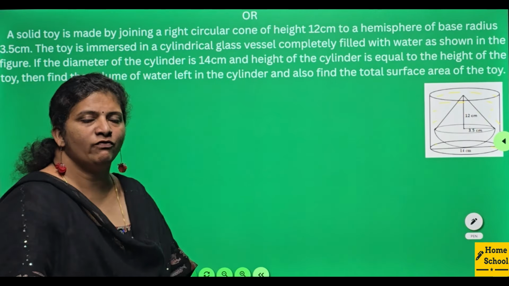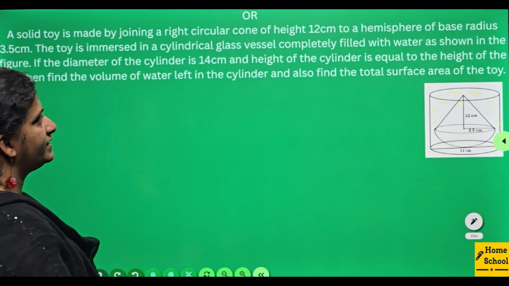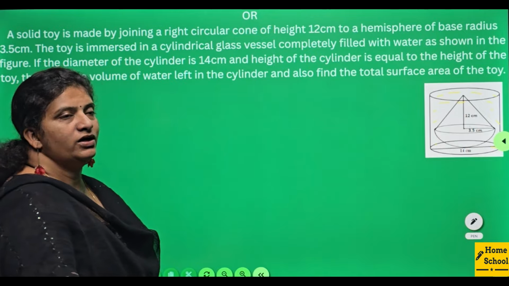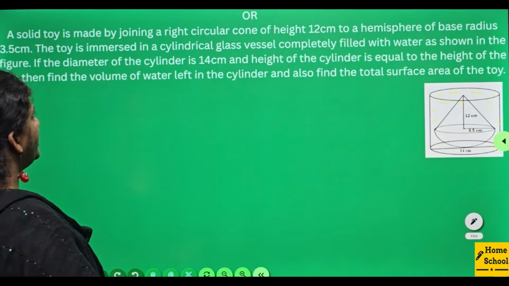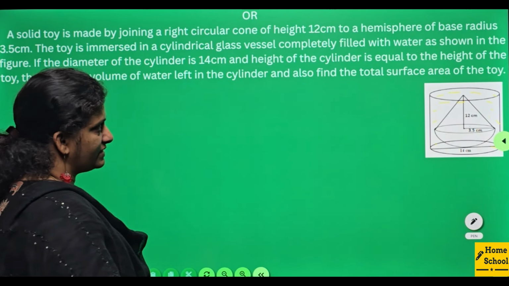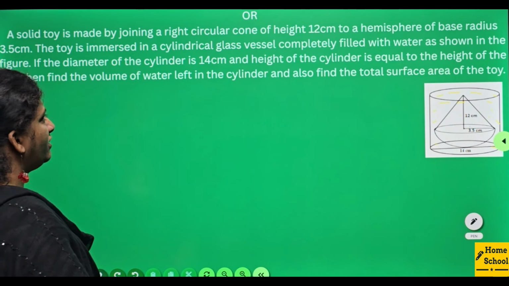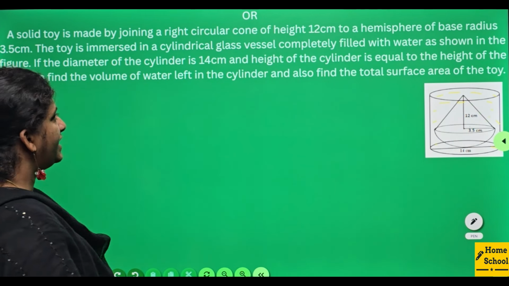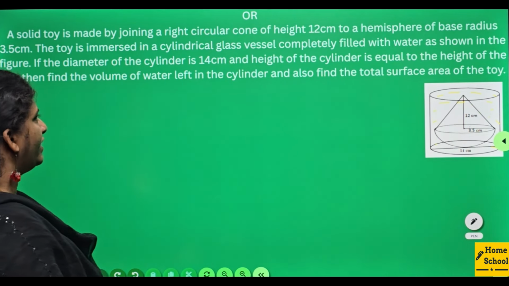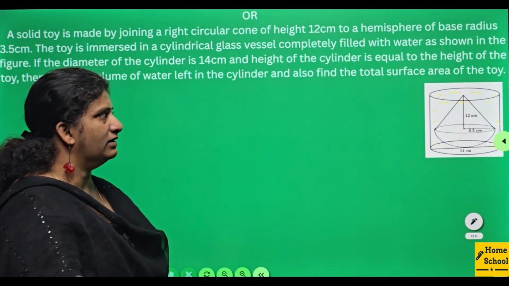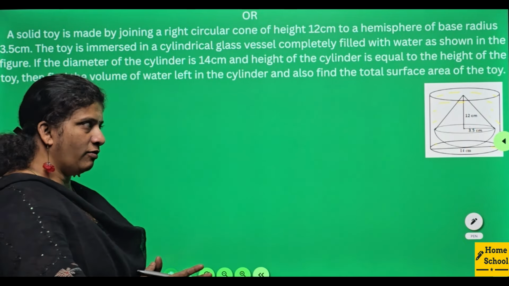Right? We have one more question in this. A solid toy is made by joining a right circular cone of height 12 cm to a hemisphere of base radius 3.5 cm. The toy is immersed in a cylindrical glass vessel completely filled with water as shown in the figure. If the diameter of the cylinder is 14 cm and height of the cylinder is equal to the height of the toy, then find the volume of water left in the cylinder and also find the total surface area of the toy. Understand the problem here.